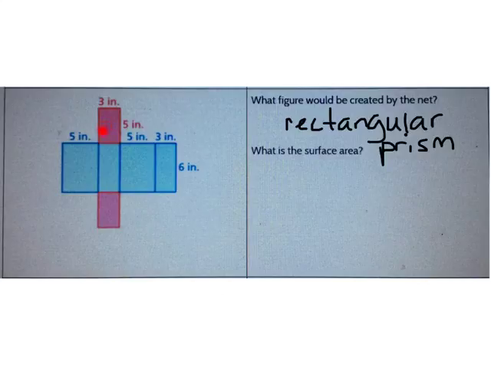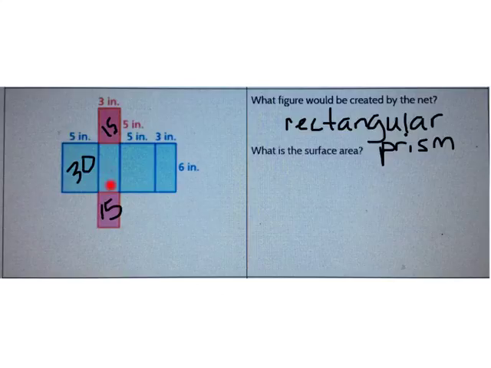What's the area of the top red rectangle? The base is 3 and the height is 5. It's 15. What's the area of the bottom red rectangle? Well, if the top is 15, it's also 15. Now let's look at the rectangle on the left. The base is 5 and the height is 6. What's the area? It's 30.